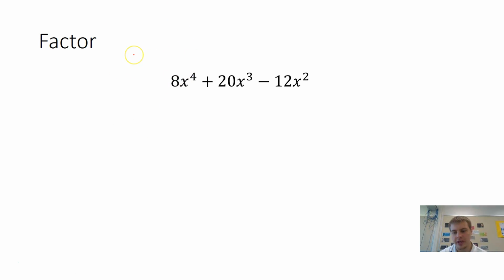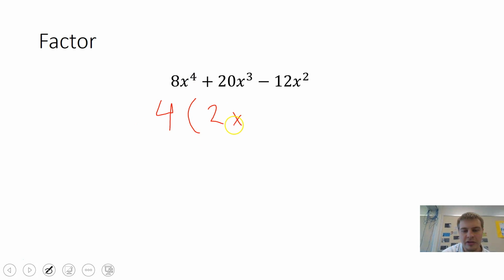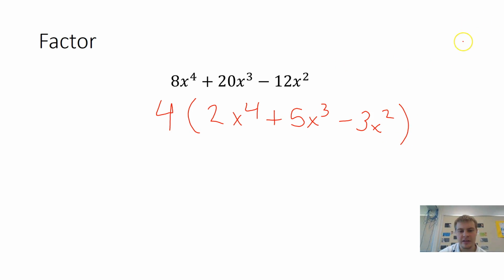So now we're in the factoring case. And so when I factor, the first thing I always do is I look to see if I can divide anything out. And so when I look through here, it looks like I can divide out a 4 from each of these terms. So it's going to put a 4 in front. And then I'm going to get 2x to the 4th plus 5x to the 3rd minus 3x squared.